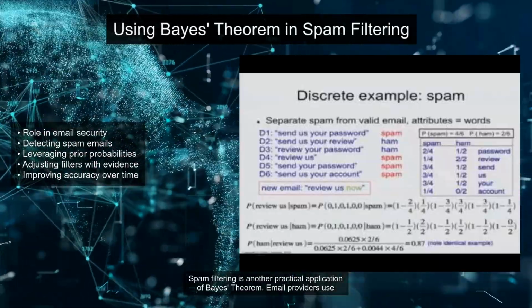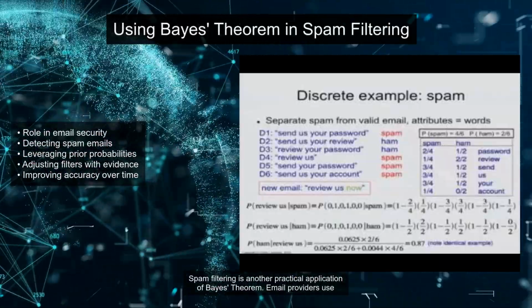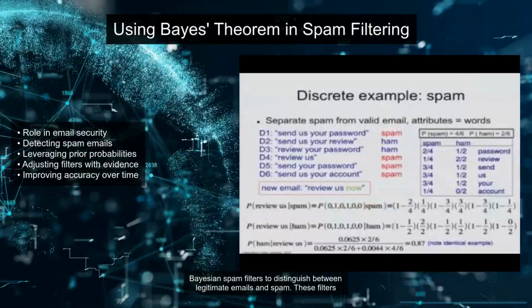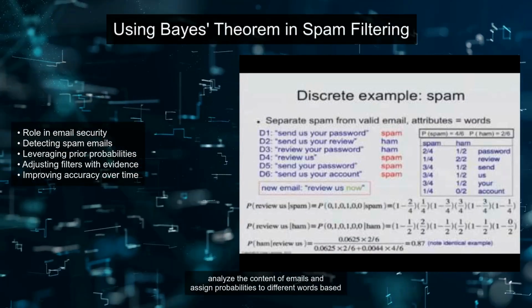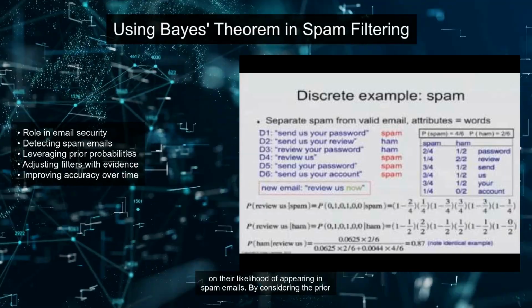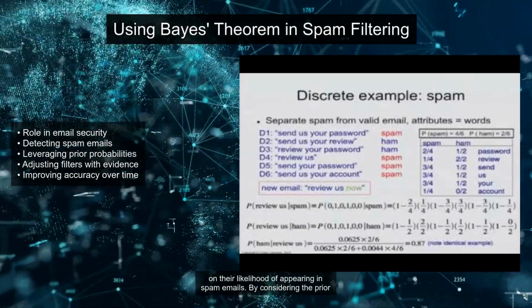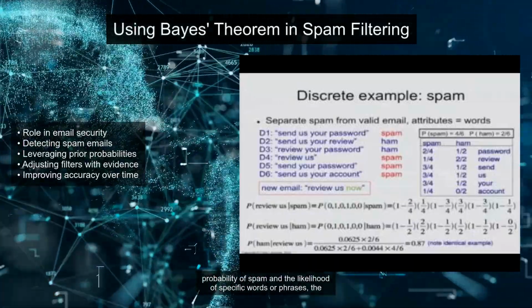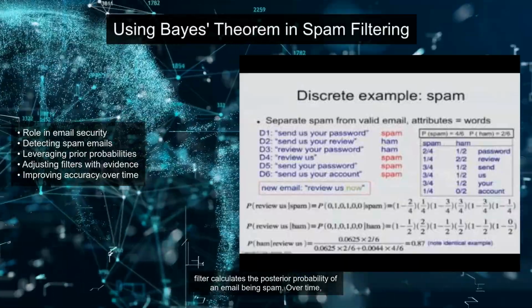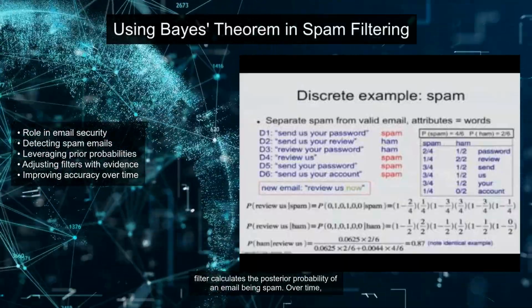Spam filtering is another practical application of Bayes' theorem. Email providers use Bayesian spam filters to distinguish between legitimate emails and spam. These filters analyze the content of emails and assign probabilities to different words based on their likelihood of appearing in spam emails. By considering the prior probability of spam and the likelihood of specific words or phrases, the filter calculates the posterior probability of an email being spam.